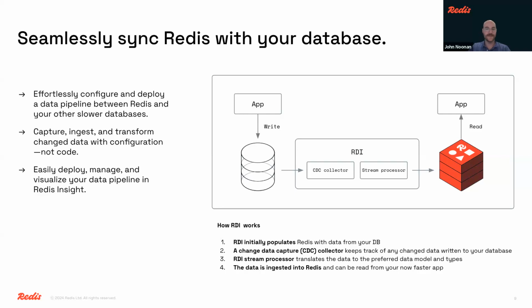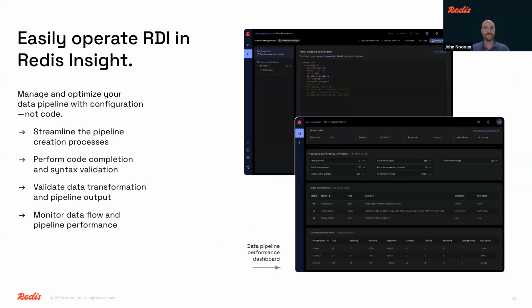You can also seamlessly deploy, test, manage, and visualize your data pipelines in Redis Insight through our popular and easy-to-use GUI. So how it works at a high level: RDI initially populates Redis with data from your primary database to get the data in there. Then, on an ongoing basis, a change data capture, or CDC, collector keeps track of any changes to the primary database. The RDI stream processor translates the changed data from its original format into your preferred Redis data types. Then the data is ingested into Redis, and you now have fast data for your applications.